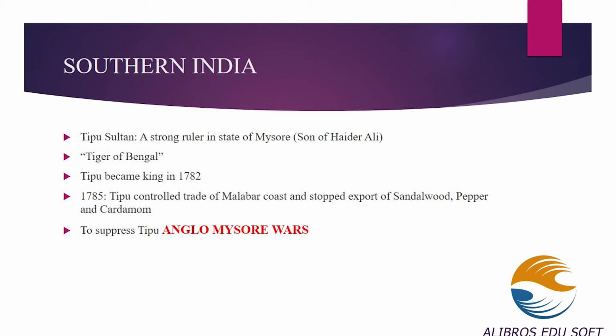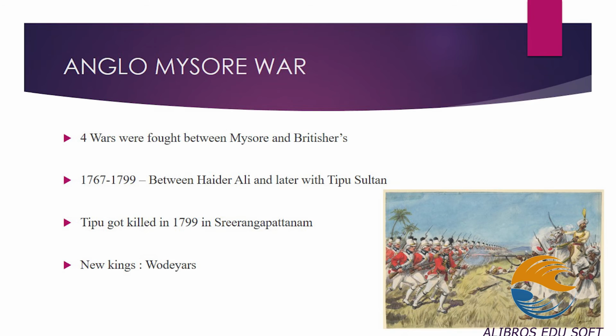Four wars were fought between Mysore and the British. These wars are known as the Anglo-Mysore wars. They happened in the period of 1767 to 1799, first with Hyder Ali and later with Tipu, against the British. Tipu Sultan was killed in 1799 in Srirangapatnam. Later on, new kings came, known as the Wodeyars. They were actually puppet kings. There also the subsidiary alliance existed.